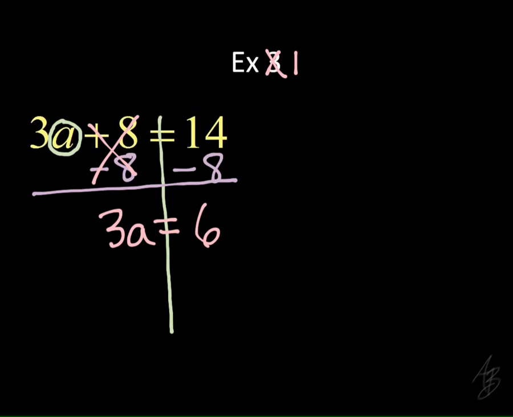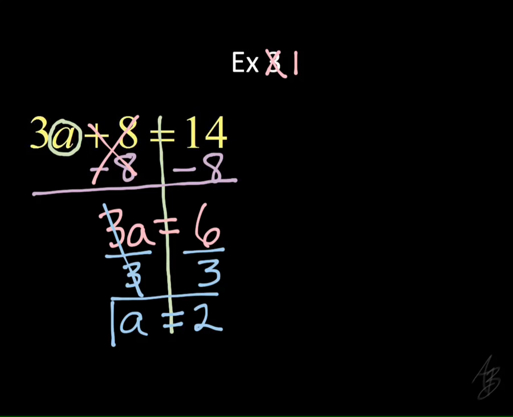We still have to get rid of the 3. And how do we get rid of that 3, Nate? We're going to divide by 3. And when we do that, the 3's are going to cancel. And what's left on the left side when those 3's cancel? A. And how about on the right side? 2. Put our equal sign on the line. And we're done. It's not too bad, is it?